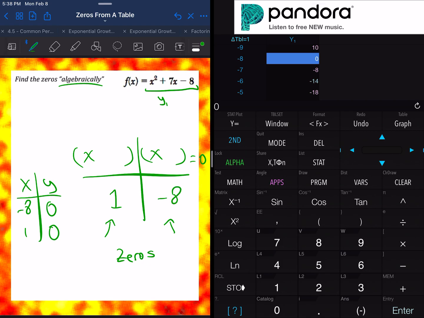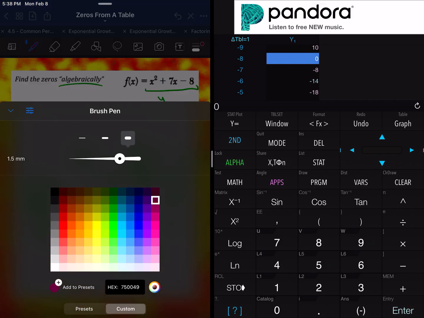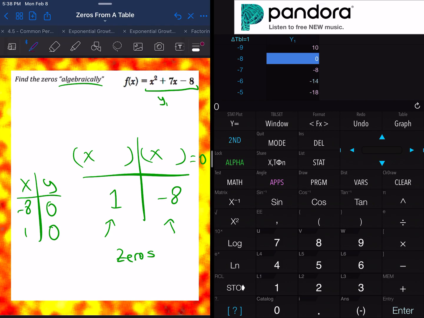And if those are my zeros, what are my two factors? I just need to switch the signs. The opposite of positive 1 is negative 1. The opposite of negative 8 is positive 8. So this is how you do this algebraically, but secretly on the calculator.